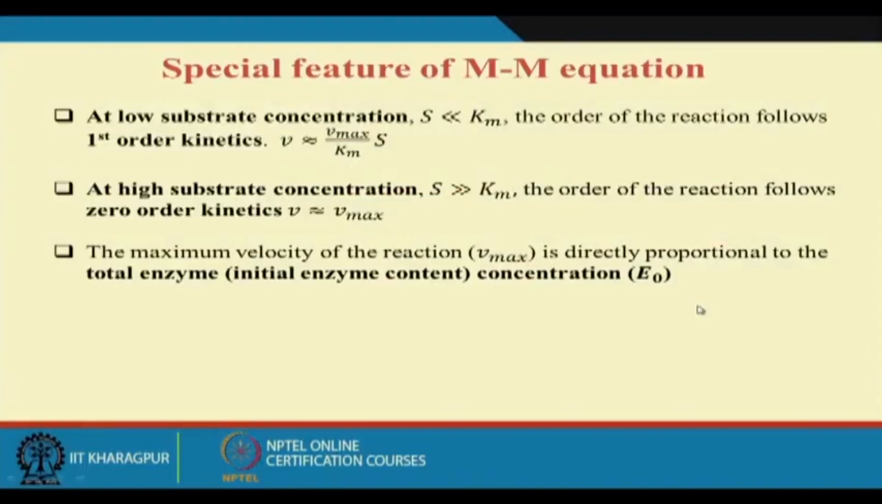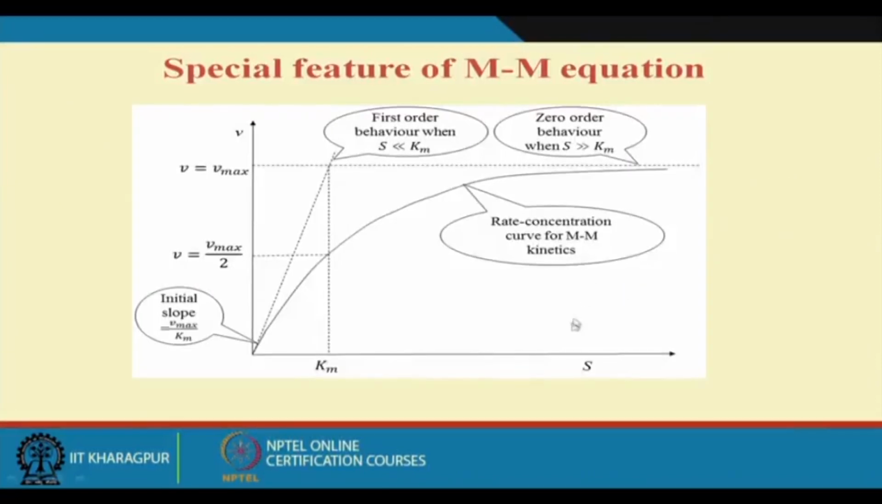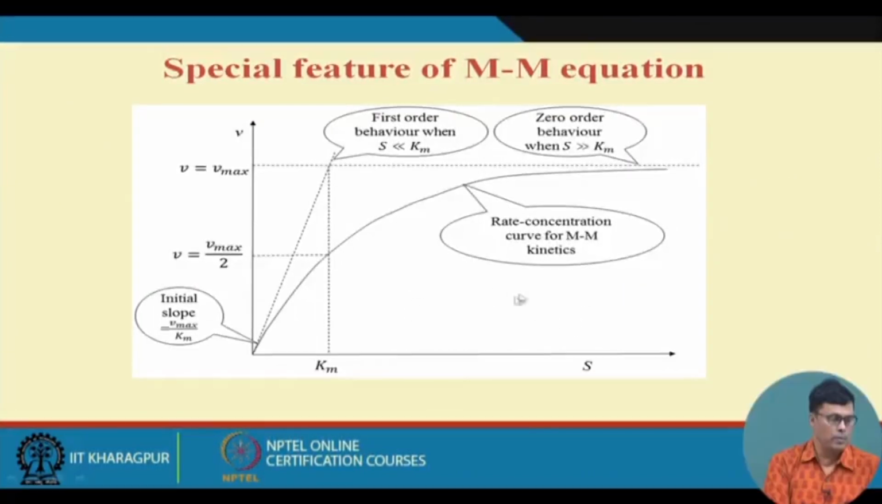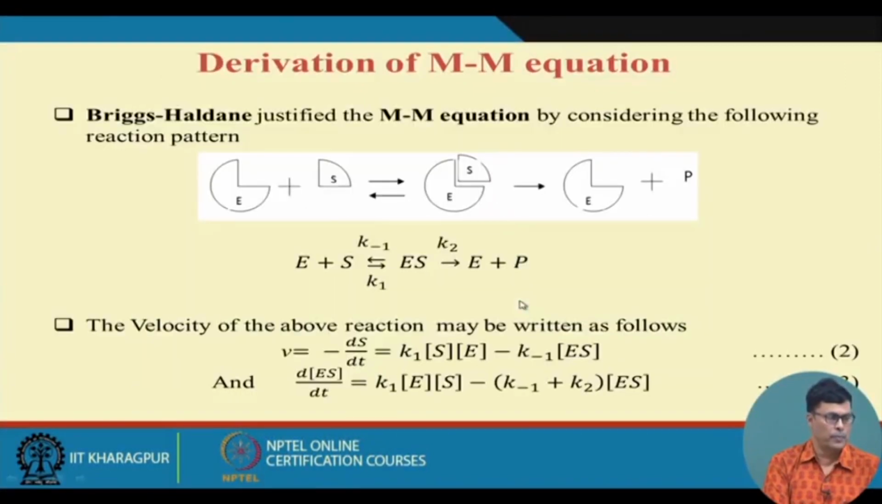A couple of things we have, what I told is written here. At low substrate concentration, it follows the first order kinetics. At high substrate concentration, it follows the zero order kinetics, and maximum velocity of reaction is proportional to the free enzyme concentration. And what is the maximum free enzyme concentration? What is the initial enzyme content? Initially, we have whatever enzyme, that is the maximum enzyme concentration. So it is proportional to that. Now, here in the figure, it is explained like this.